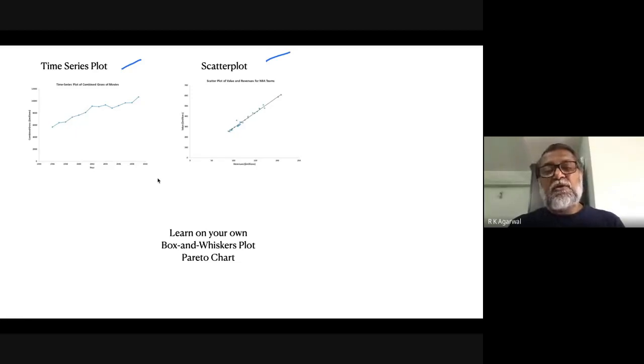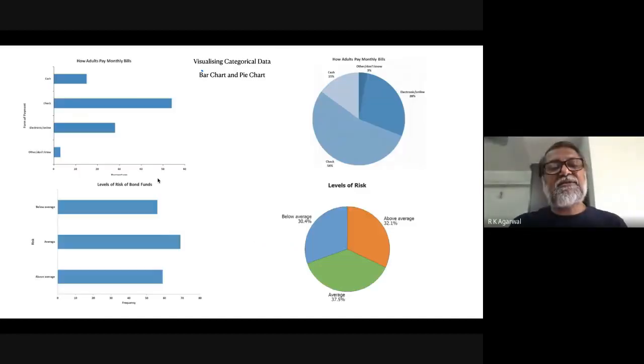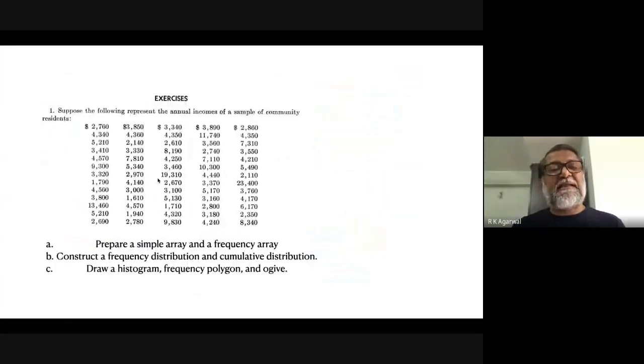You will have to learn on your own two things: one, box and whiskers plot, and the other, Pareto chart. So this is not what we are going to discuss today. We will discuss bar chart and the pie chart tomorrow. But right now, I will stop at this point, and you have a homework in terms of this exercise. These are data representing annual income of a sample of community residents.